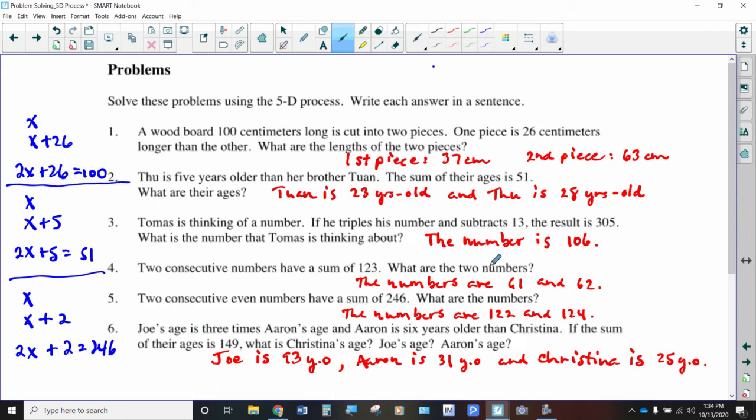Okay, so if you want me to do any of these others that I haven't done, I've pretty much gotten most of them, I'll work through them for you, but you just check your work and see if you can figure out where you might have made your mistakes.